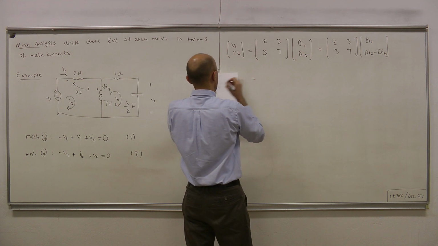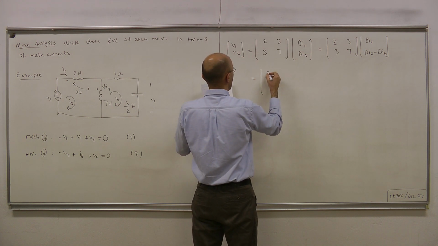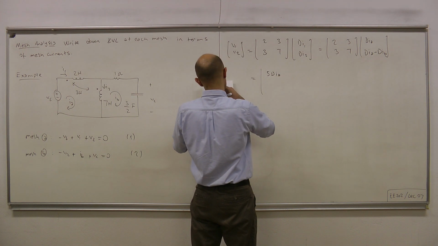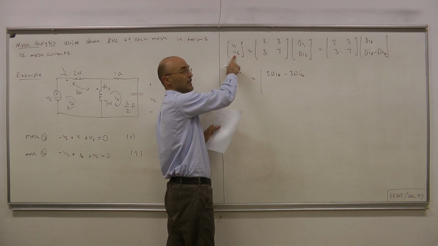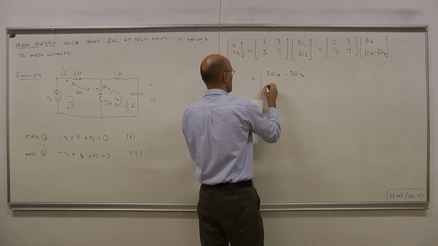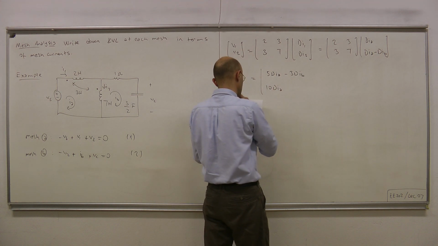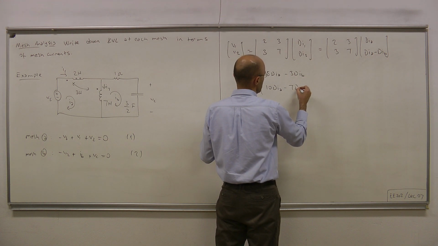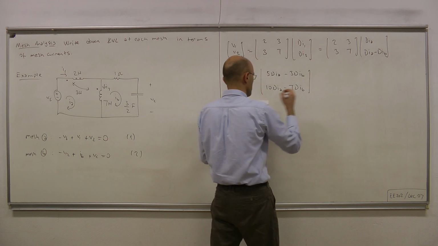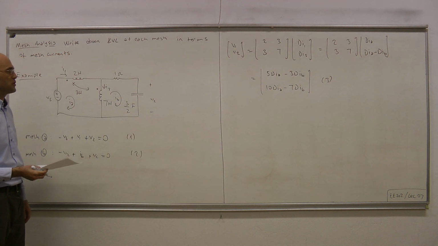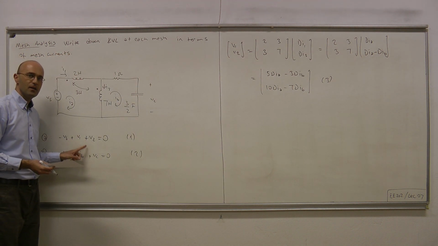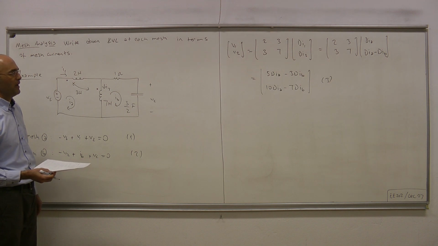So let's rewrite them in open form. 5 d IA minus 3 d IB is what V1 is. And as for V2, 10 d IA minus 7 d IB. Okay, so this is our third equation, which we will eventually use to rewrite the first mesh equation.